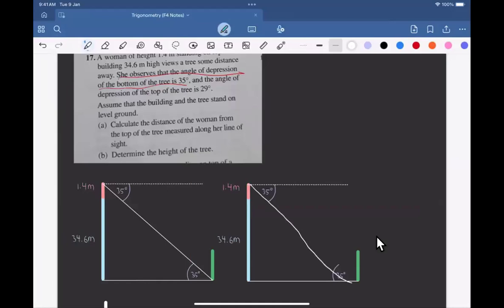So here, is she still looking at the bottom of the tree? Yeah, she's still looking at the bottom of the tree. The second piece, that'll be over here. Nah, she's looking at the top of the tree. Right. She's looking at the top of the tree.